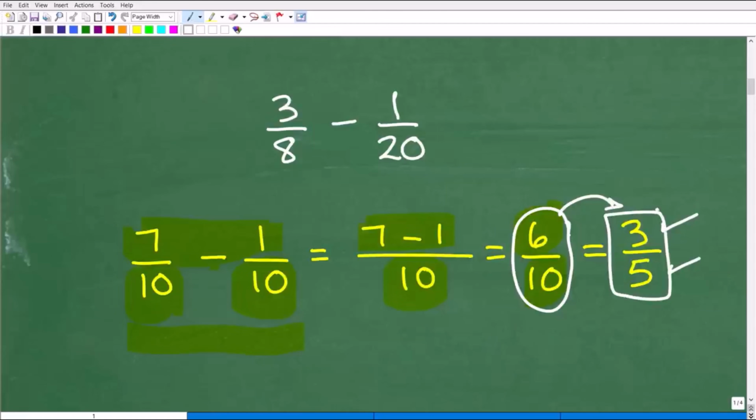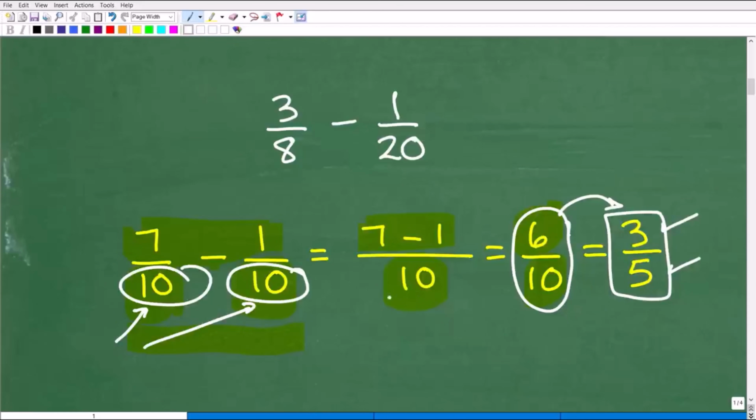But the point of me doing this basic example is that when we look at subtracting fractions or adding fractions, we have to have the same denominator in order to do this. So in this particular situation, we have a problem, right? We're like, well, this number is not the same as this number, so what do we do? Well, let's go ahead and talk about that right now.